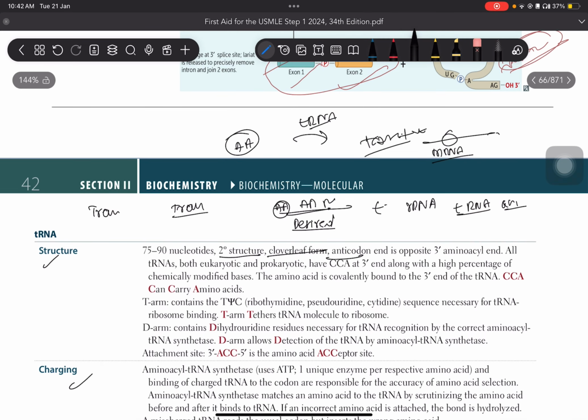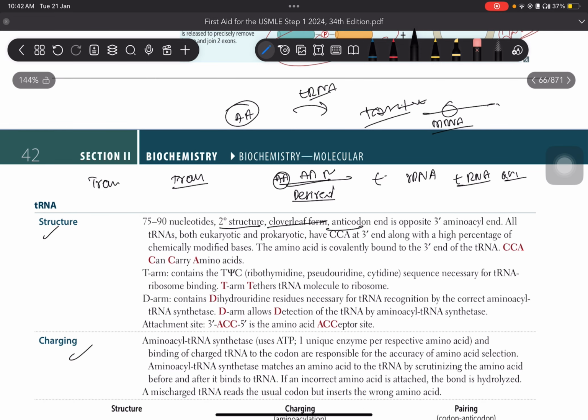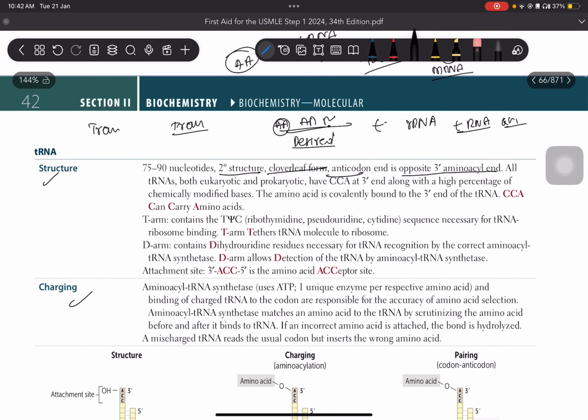It has an anticodon, and what is an anticodon? We'll discuss the anticodon. It has this, and opposite it is the 3' amino acid site. All tRNAs, both eukaryotic and prokaryotic, have CCA at the 3' end, along with a high percentage of chemically modified bases. The amino acid is covalently bound to the 3' end of tRNA. CCA can carry amino acids. This is a good mnemonic.